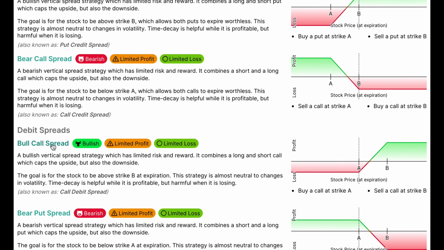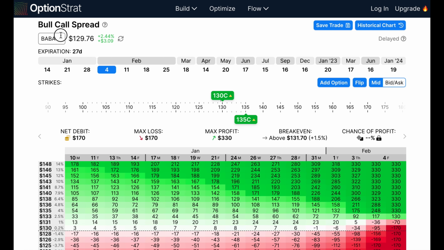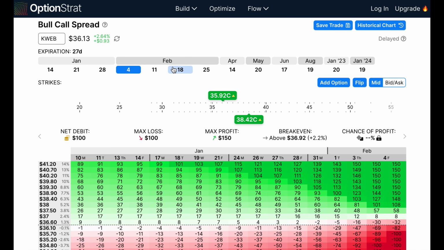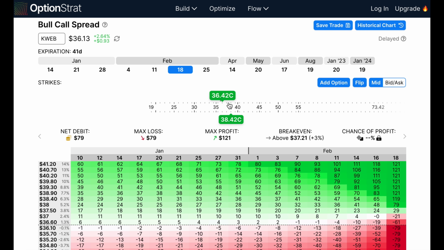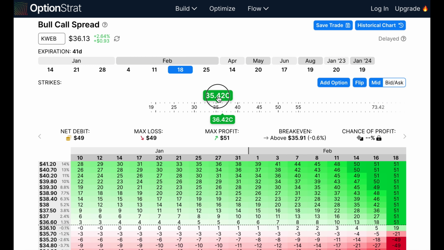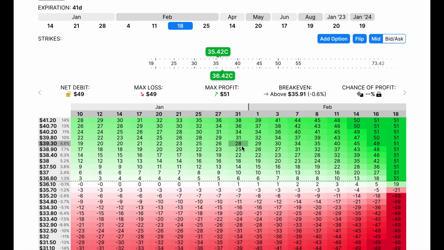We're going to click on the bull call spread. We're going to change this to KWEB and change the date to February 18th. So we can see that our short call was at 36.42 and our long call was at 35.42. It tells you everything here. Net debit $49, max profit $51, and let's say it does go up to $40 on January 31st, we would still make a profit of $34.